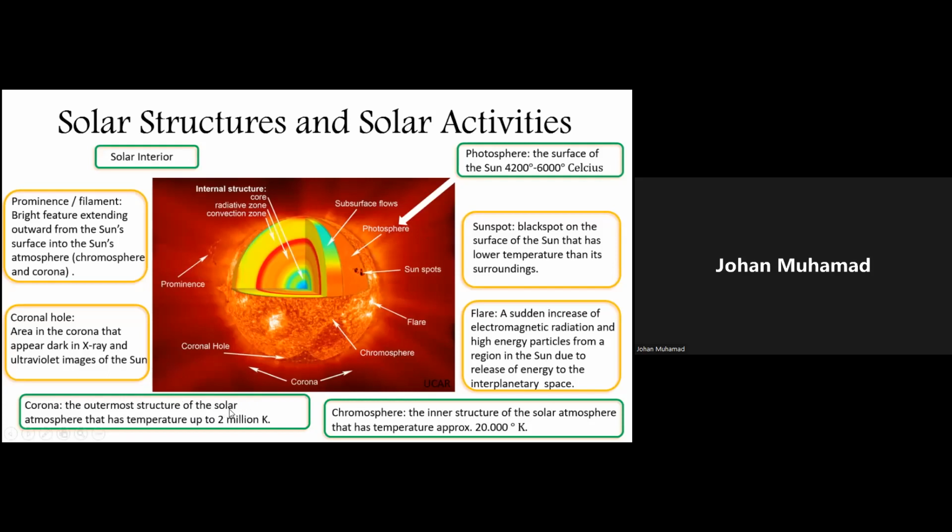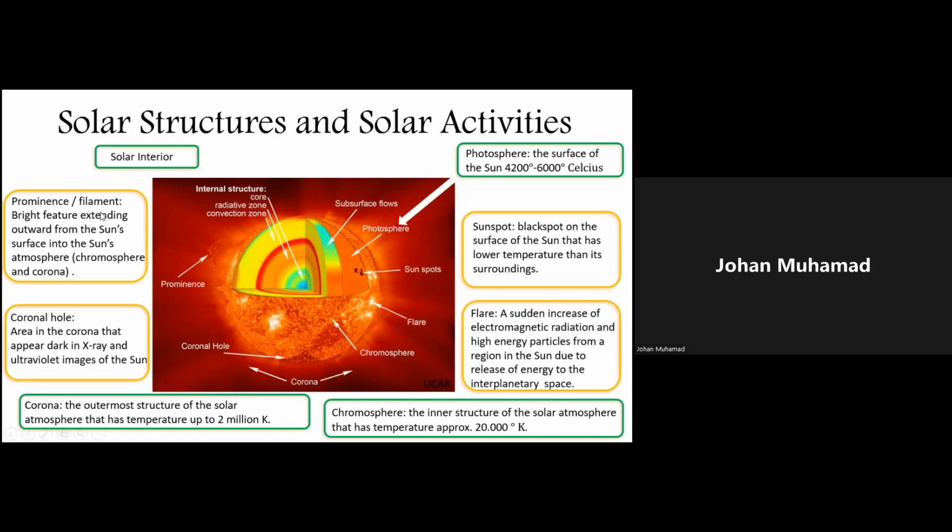And this is very strange because the outer part of the solar atmosphere, which is the corona, has a higher temperature than the inner part. And it's still an issue for many scientists to understand why there's coronal heating, what kind of mechanism makes the corona much, much hotter than the photosphere and the chromosphere. And I still don't know exactly what the answer is.